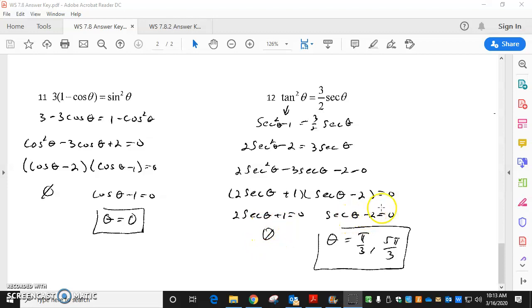Because when you move that minus 2 to the other side and get a 2, or 2 over 1, eventually you're going to flip that into 1 over 2. It's going to be the inverse cosine of positive 1 over 2, and that does have solutions. It has these two angles right here. So those are the solutions to day 1.